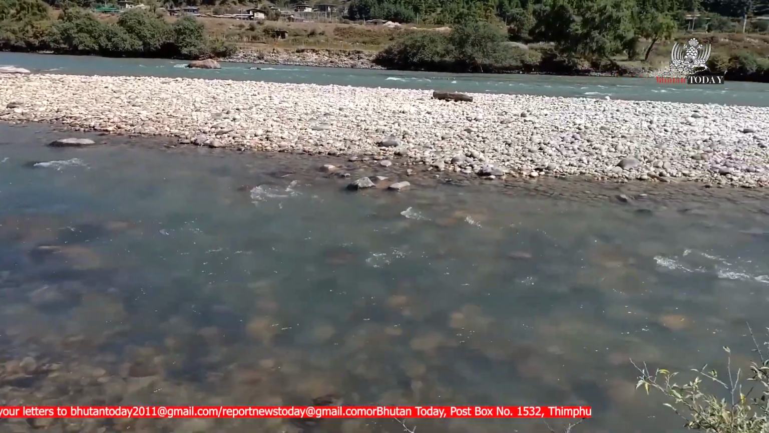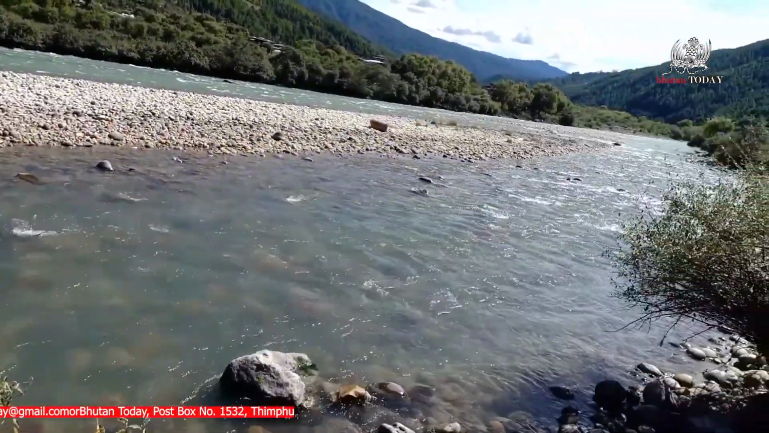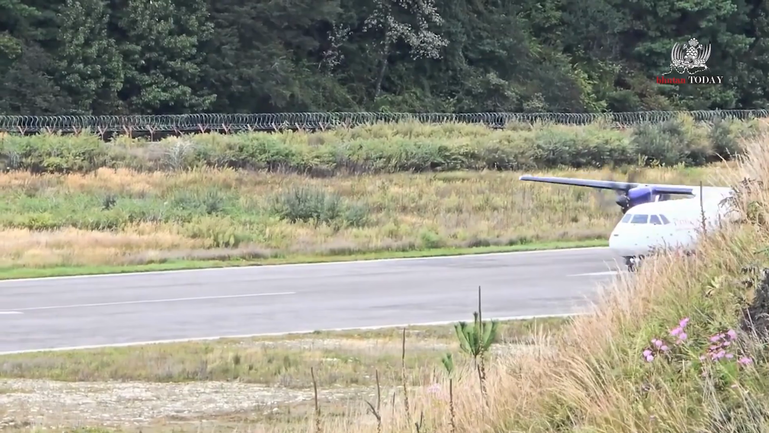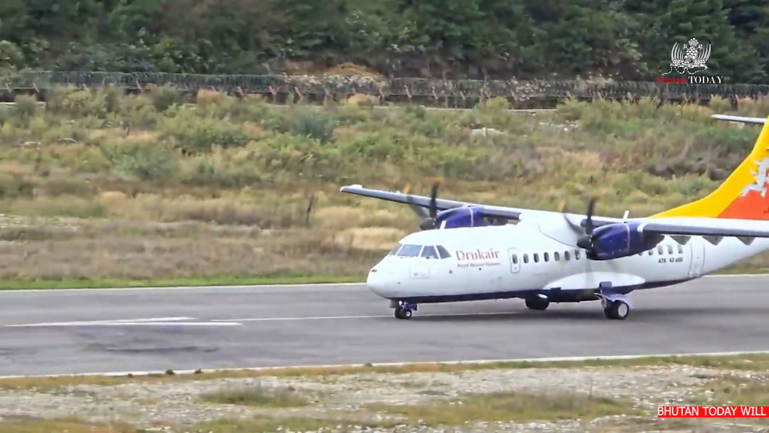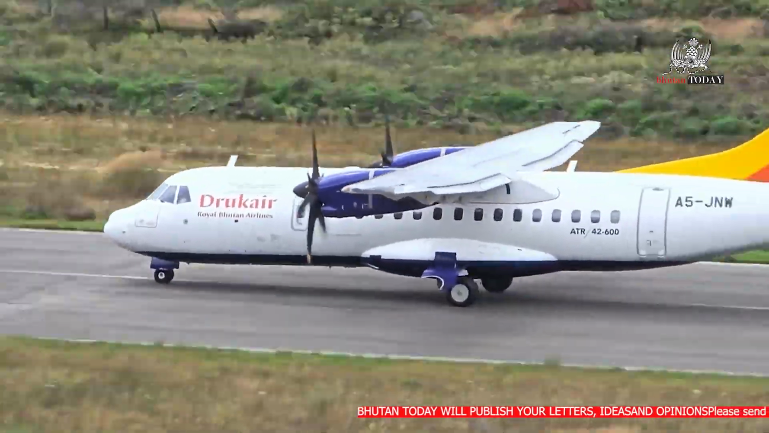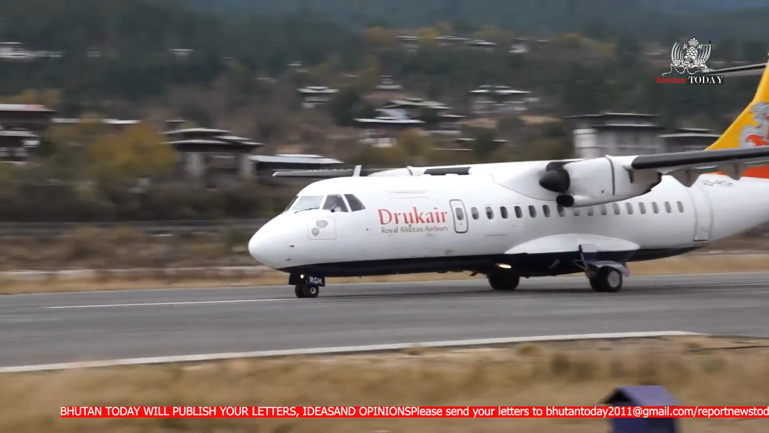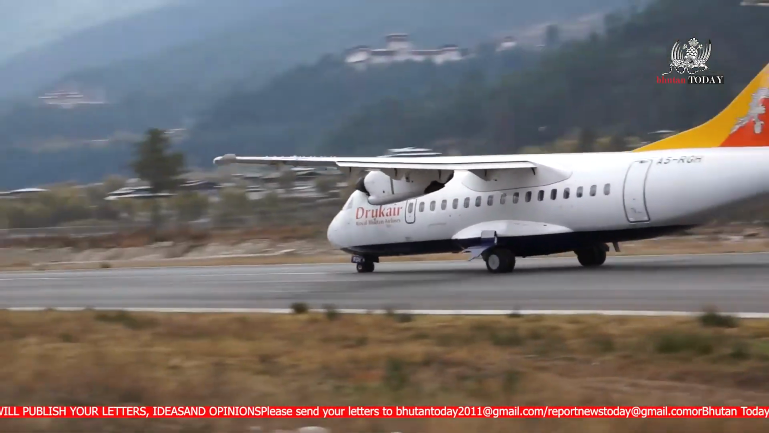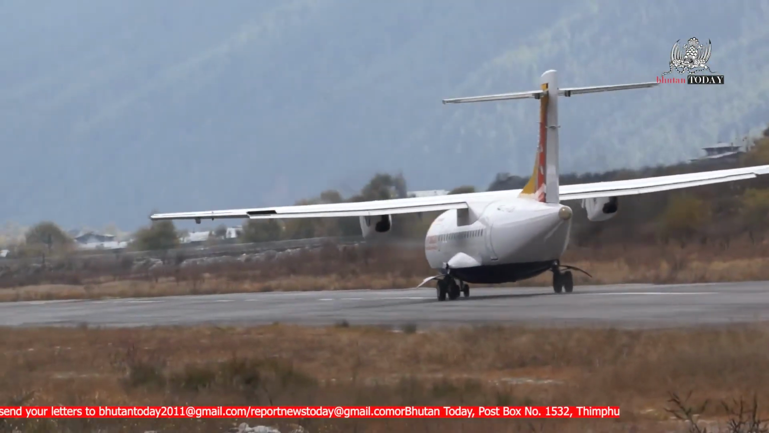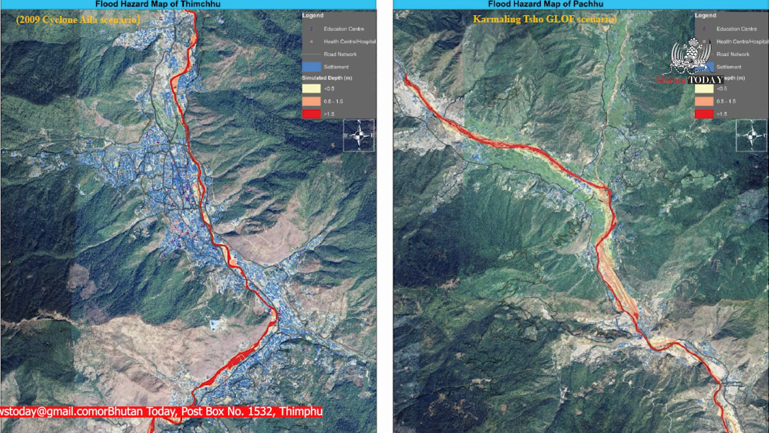The flood hazard map for Chamkharchhu was developed using 2 scenarios, a 20-year and a 100-year return period. In both cases, Bathpalathang Airport is identified as being at risk, though the extent of inundation differs. Under the 100-year scenario, only a small section of the airport is affected, but as the magnitude rises, both the depth and spread of flooding increase. However, in the event of a GLOF, the entire airport would be submerged, with water depths in some areas exceeding 1.5 meters.